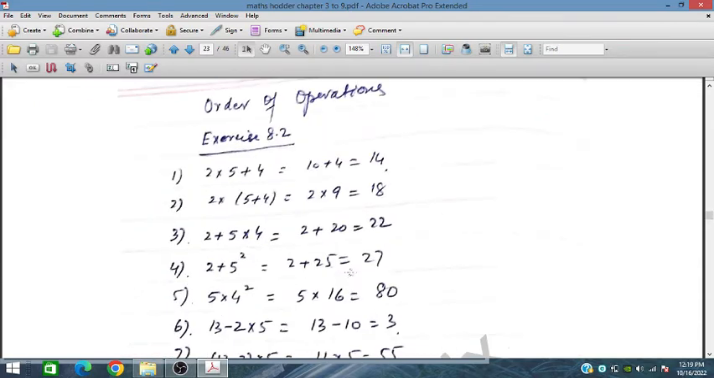So this is 2 into 5 plus 4 is equal to, multiplication will be performed earlier. So this is 10 plus 4, which is 14. If we place a bracket around 5 and 4, we have 2 into 9. So the result will be different. So 2 plus 5 first, and then multiplying with 4 is a different result. So 20 plus 4 is 24.